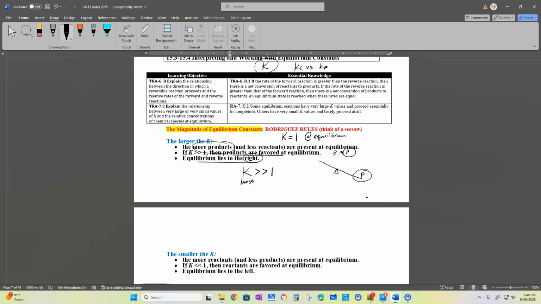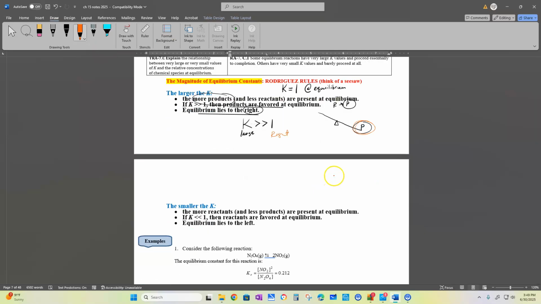But how do you remember when K is larger than 1 that it's favored with the products? I like to use these little greater and less than signs and create kind of like an arrow. Pretend that you're seeing like an arrow. That means the arrow is pointing to the product side, pointing to the right side. So that means at equilibrium, your products are favored because you have a lot of products. So equilibrium lies to the right.